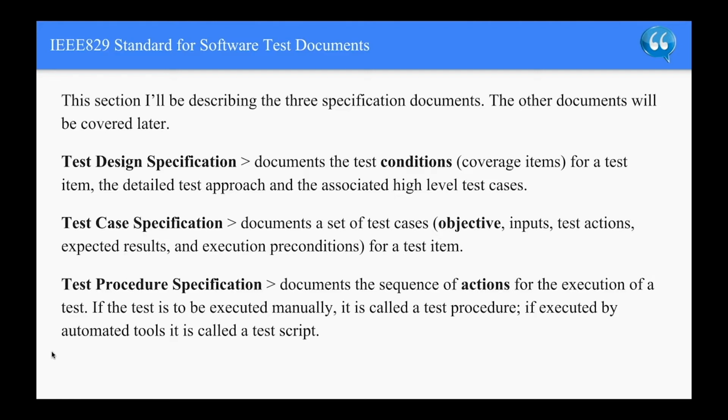And then the test case specification documents a set of test cases: the objectives, the inputs, test actions, expected results, and the execution preconditions for a test item. And then the test procedure specification documents the sequence of actions for the execution of a test. If the test is to be executed manually, it is called a test procedure. And if it's executed by automated tools, it is called a test script.